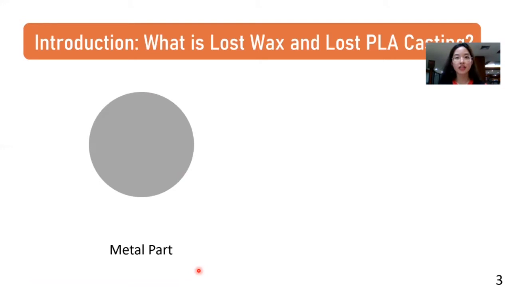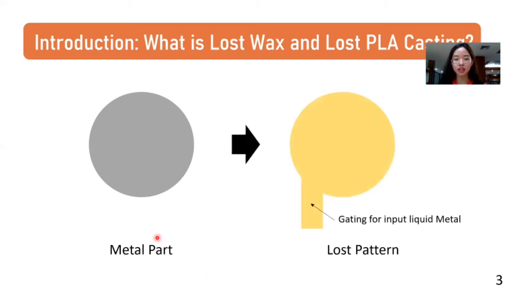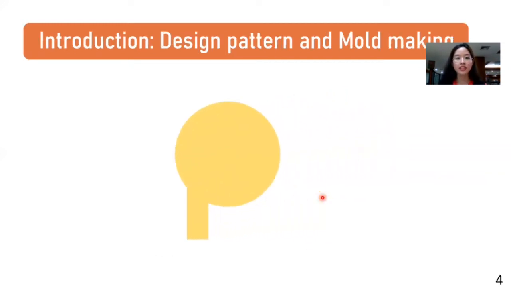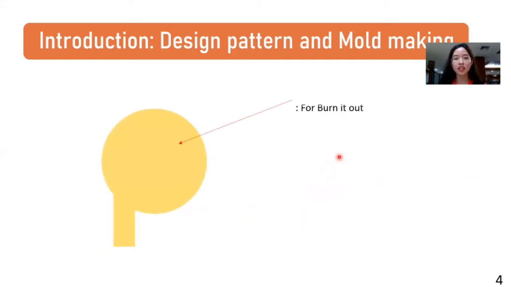Now let's start with the first part of our talk, introduction. What is lost wax and lost PLA casting? Both are investment casting which create a metal part from a lost pattern that also has an opening tube for input of liquid metal, called gating. There are 2 necessary steps to make a mold: design pattern and mold making.